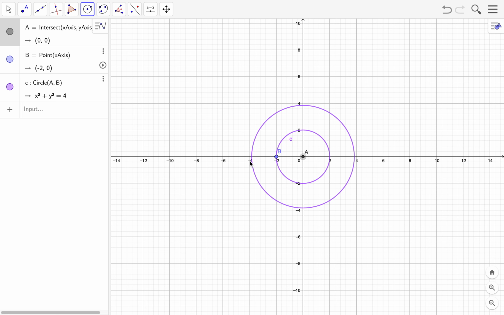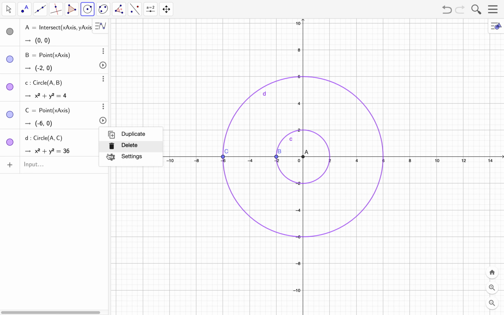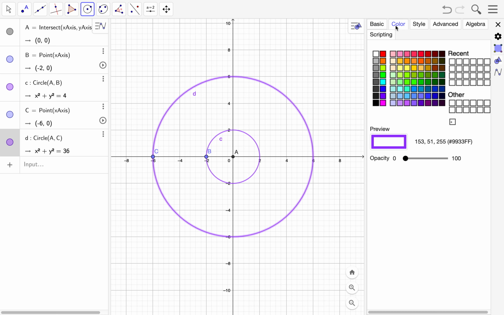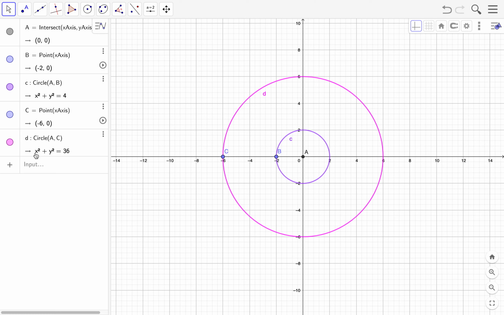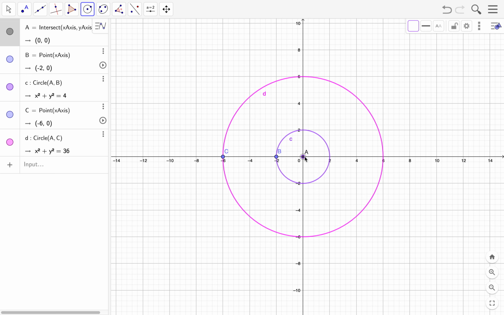If I was to do another circle with a centre of 0, 0, and let's say this time I'm going to go for a radius of 6, what we would see is that that circle there is x squared plus y squared is equal to 36.